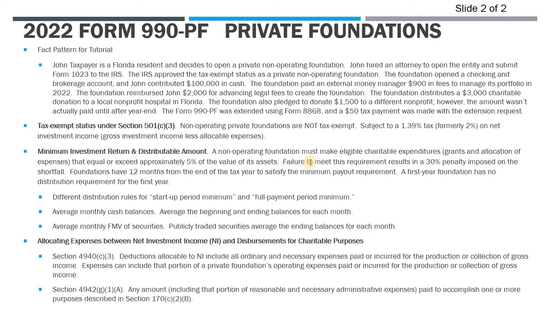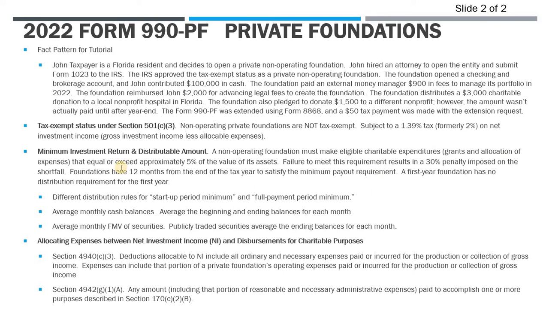So non-operating foundations, in order to maintain their good standing, have to make eligible charitable expenditures during the year. Charitable expenditures include grants and an allocation of the foundation's expenses, right? We'll look at that in more detail later, but effectively your charitable expenditures include the money you actually send out to other charities, plus you can allocate a portion of your expenses to that total, all right?